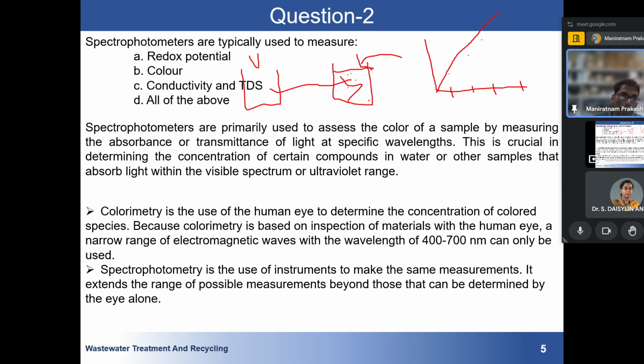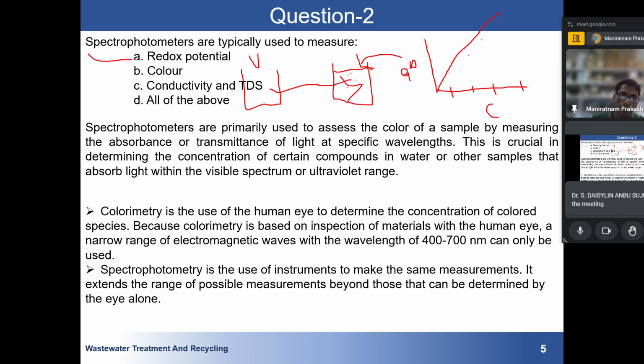And for an unknown sample, we have the calibration curve between absorbance and concentration. From this instrument we can measure the absorbance for any unknown sample, and we can find out the concentration of that sample. So this is how it generally works.